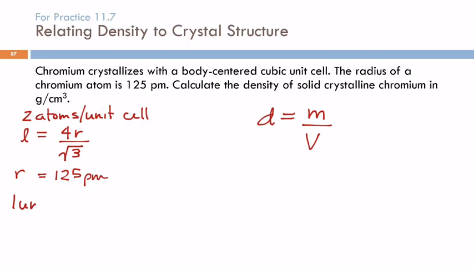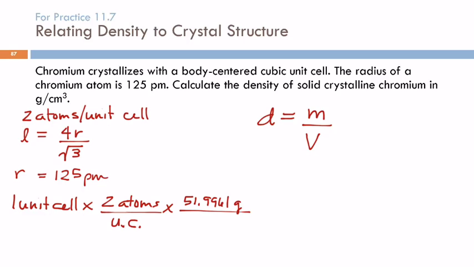So for 1 unit cell, I have 2 atoms per unit cell. I'm going to call that UC. Well, the periodic table shows me 51.9961. Just call it 52? We're not going to call it 52, no. 3 sig figs. But per mole, that's a molar mass, so that many grams per mole, right? 51.9961 grams per mole.